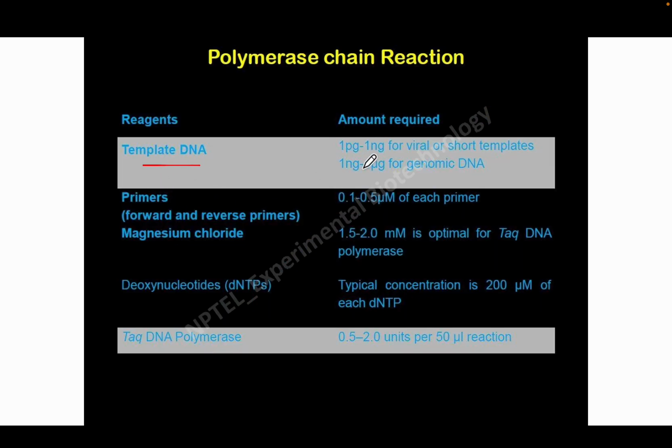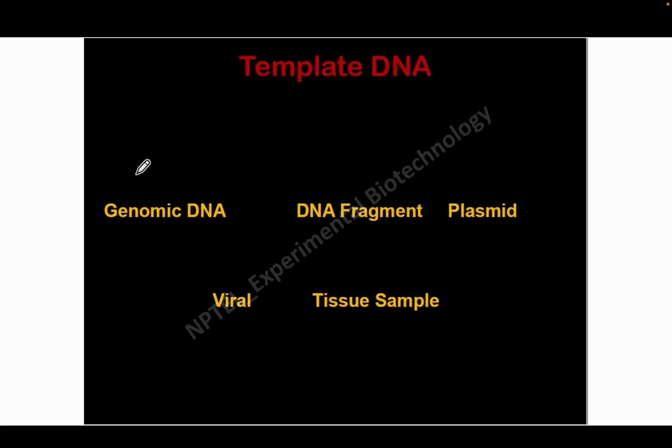Template DNA: around 1 picogram to 1 nanogram for viral or short templates, 1 nanogram to 1 microgram for genomic DNA. Primers around 0.5 micromolar for each primer, forward and reverse primer. Magnesium chloride you need to give around 1.5 to 2 millimolar. dNTPs: typical concentration is 200 micromolar of each dNTP. Taq polymerase is 0.5 to 2 units per 50 microliter reaction. Template DNA can be genomic DNA, DNA fragment, plasmid, viral and tissue sample.